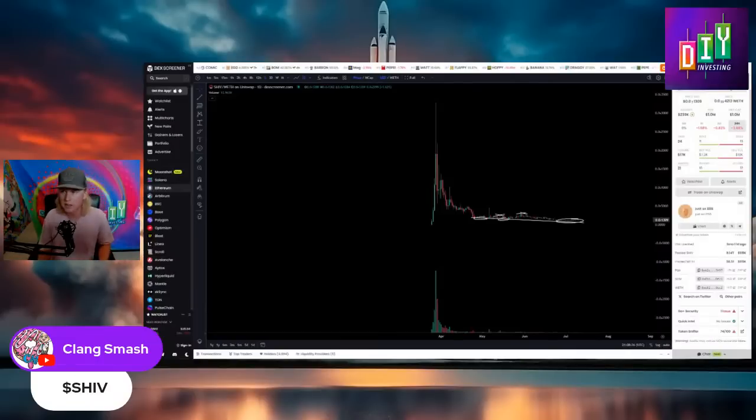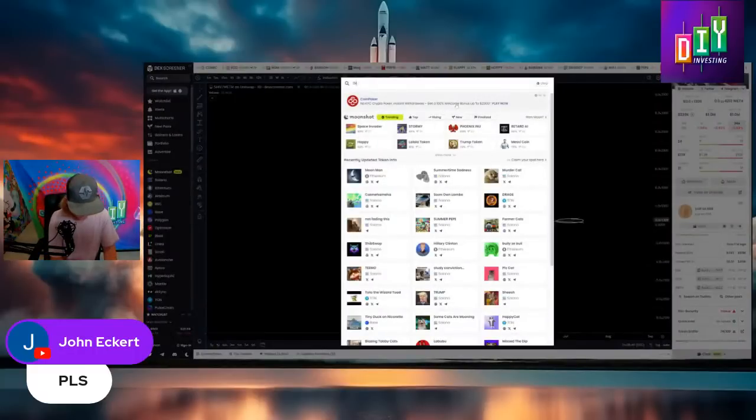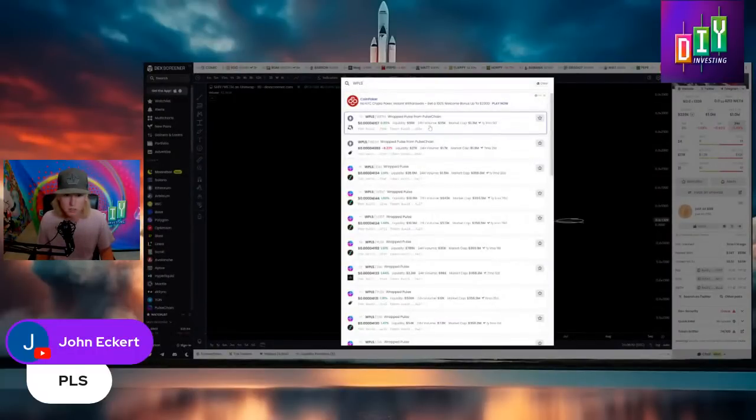So that's the big thing to be aware of when it comes to trading the meme coins. All righty, let's get some higher cap cryptos. All right, we got Pulse next. Let's cover Pulse Chain. I have a lot of people that have been asking me about this. We're already on Dex Screener, so we're going to go over here and look at Pulse.